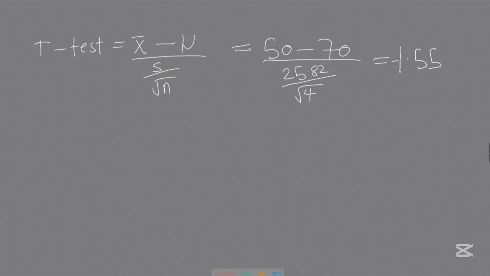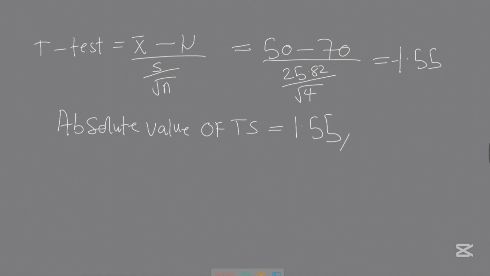When you get this, the next thing is to get the absolute value of your test statistic, which is your t-test. For the absolute value, when it is in a negative format, you put it in a positive format. So the absolute value of t is equal to 1.55. What's the difference? Here it is positive; it was changed from negative to positive.